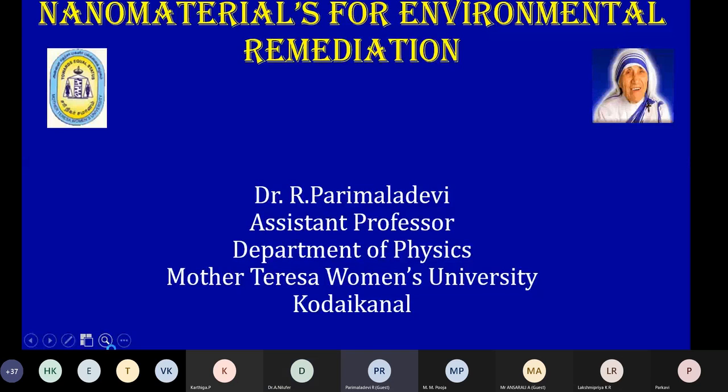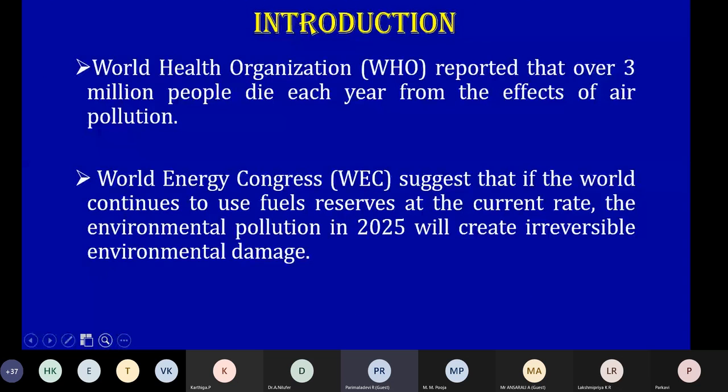So there are different types of pollution, and all that pollution is very hazardous to our environment, and very dangerous to human beings also. In this context, the World Health Organization reported that over 3 million people die each year from the effect of air pollution. In addition, the World Energy Congress suggests that if the world continues to use fuel reserves at the current rate, then environmental pollution in 2025 will create irreversible environmental damage.